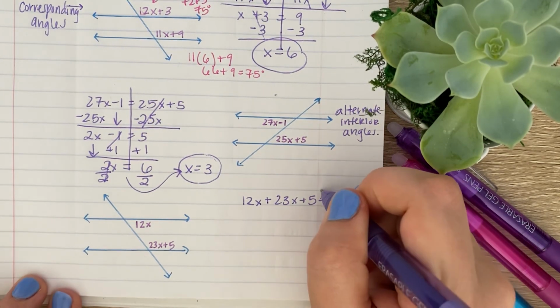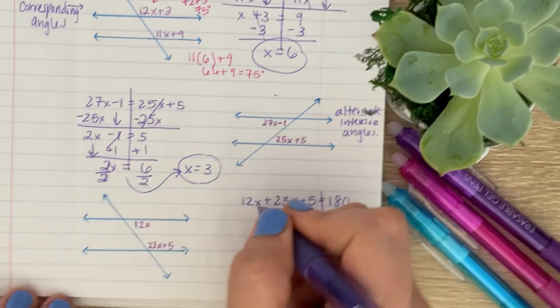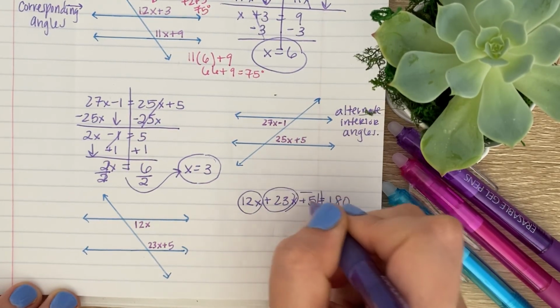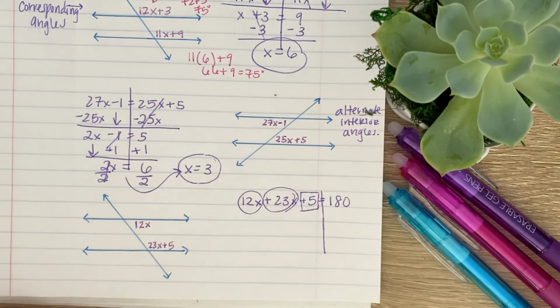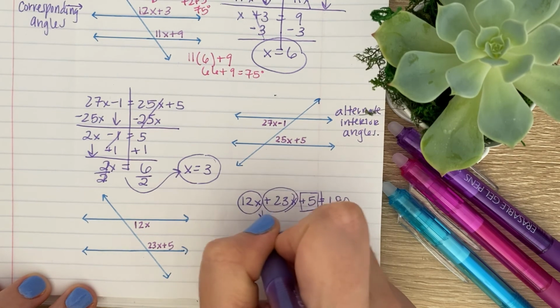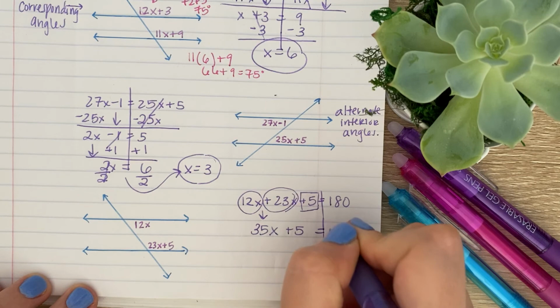I'm going to draw my line down the equal sign. And then what I have to do, because I have two variables, is combine like terms before I can do anything else. So I'm going to circle my like terms. I have two x's and then just a number. Okay, so 12x plus 23x is 35x. And then we just have one number, so plus 5 equals 180.